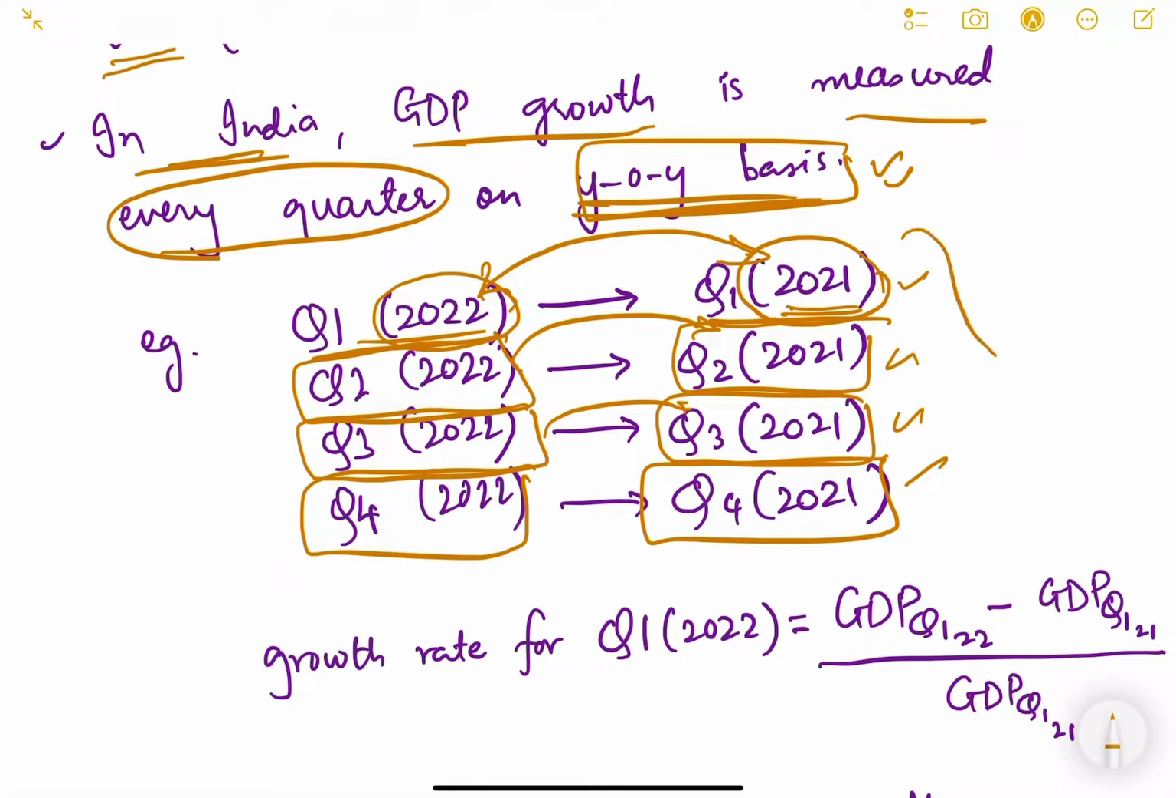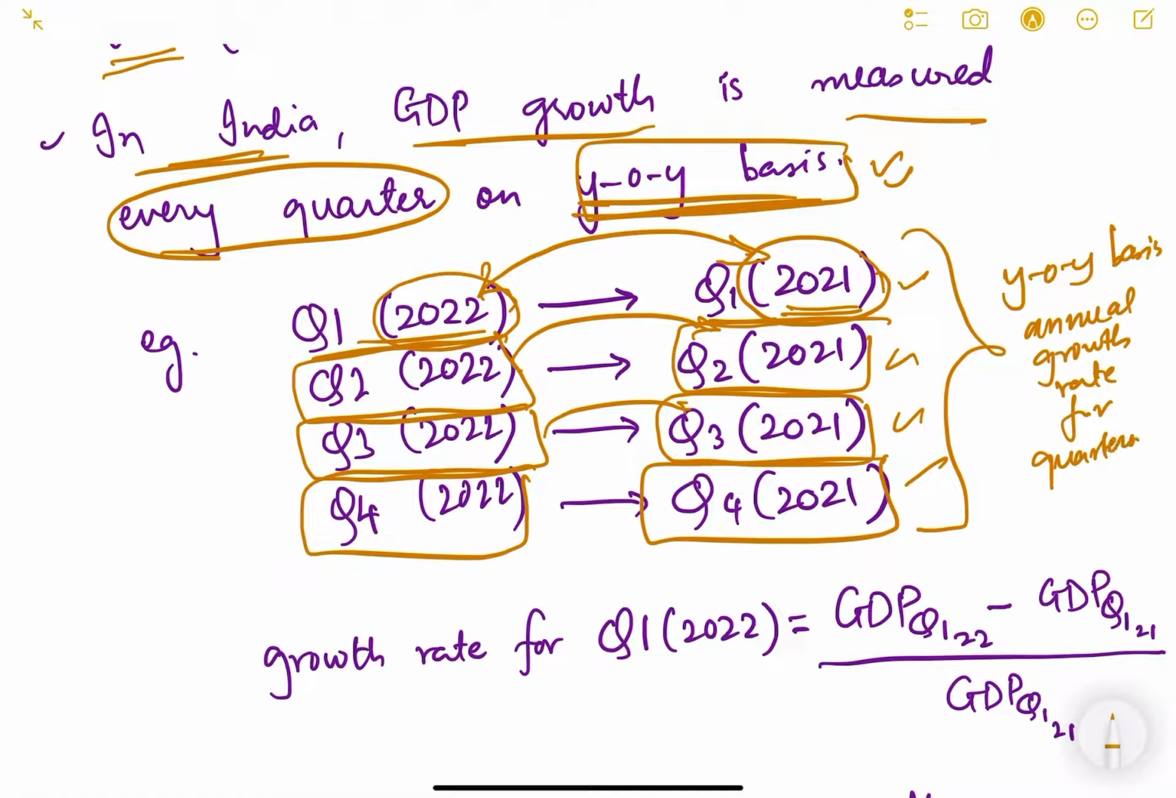So this is known as year on year basis growth rate, annual growth rate. These are annual growth rates because we are comparing with the same period 1 year before. Annual growth rate for different quarters. Okay, this is what this means.